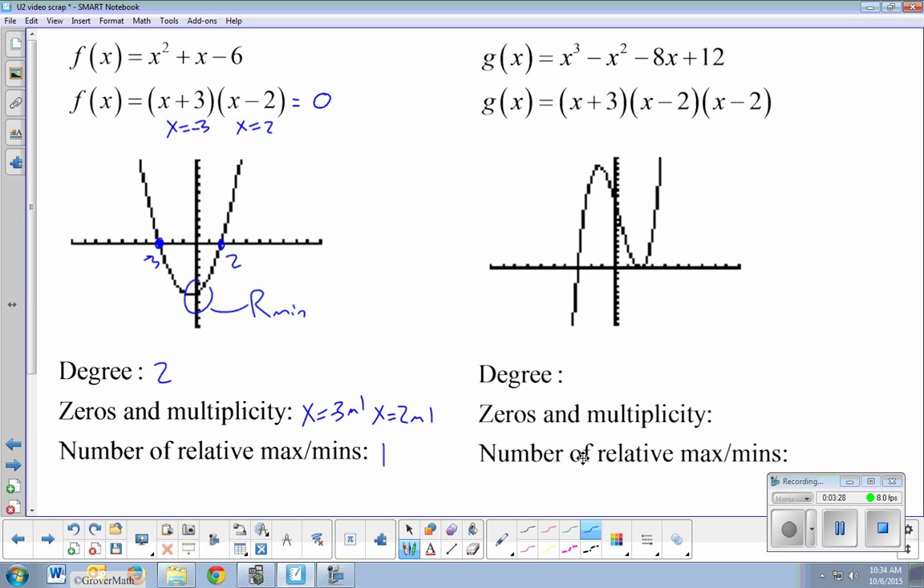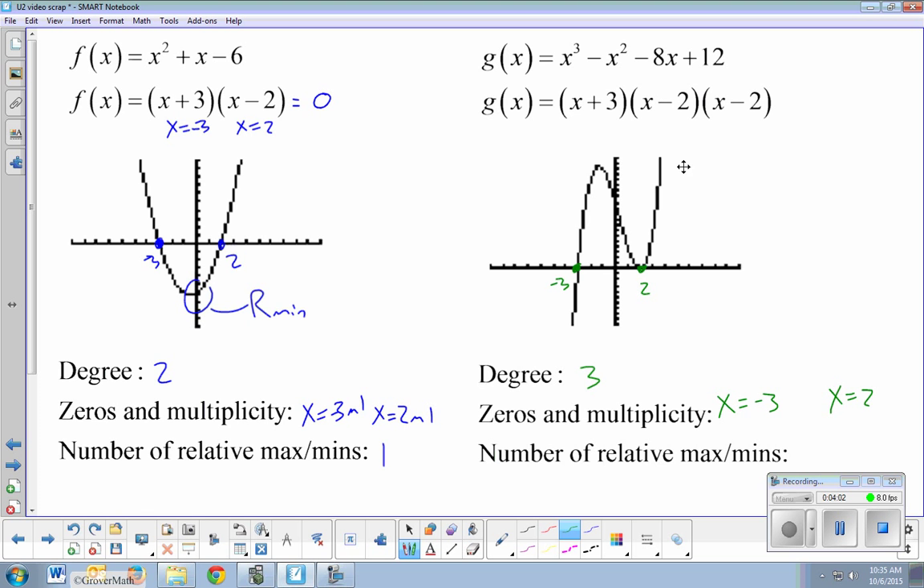So let me show you this next example. This function, g of x, in polynomial form here and in factored form here, has a degree of 3. Highest exponent is 3, 3 x's. But how many roots does it have? It has degree 3, but it only has 2 roots, 2 zeros, 2 x-intercepts. One at negative 3, and one at positive 2. So I have x equals negative 3, and I have x equals positive 2.